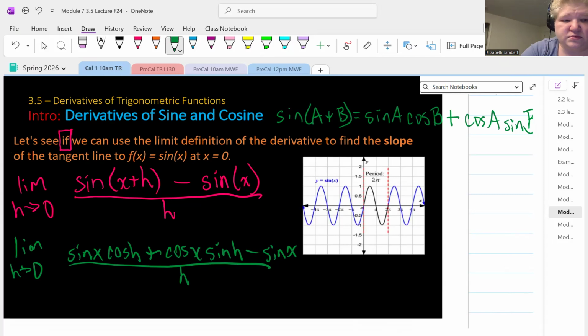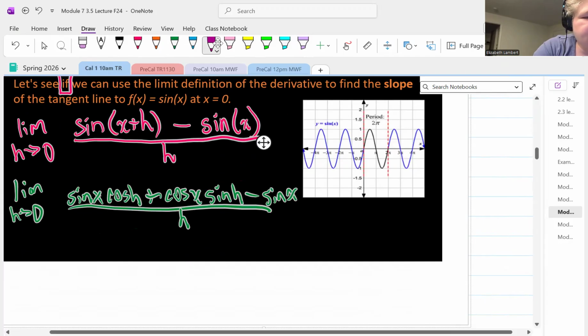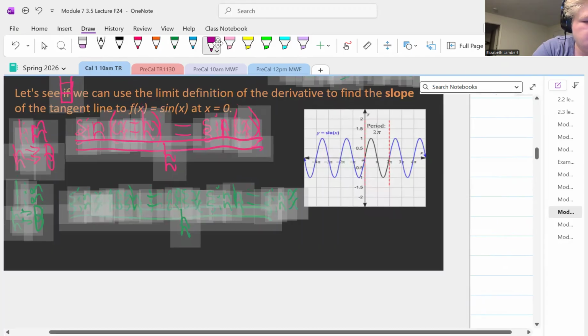So now our sine x's as h goes to 0 is just sine x. Like there's no h in there to get changed. So for the purposes of the limit, those are actually like constants. And then I have my sine h over h. So to actually evaluate this, I would have to do a little bit of rearranging.